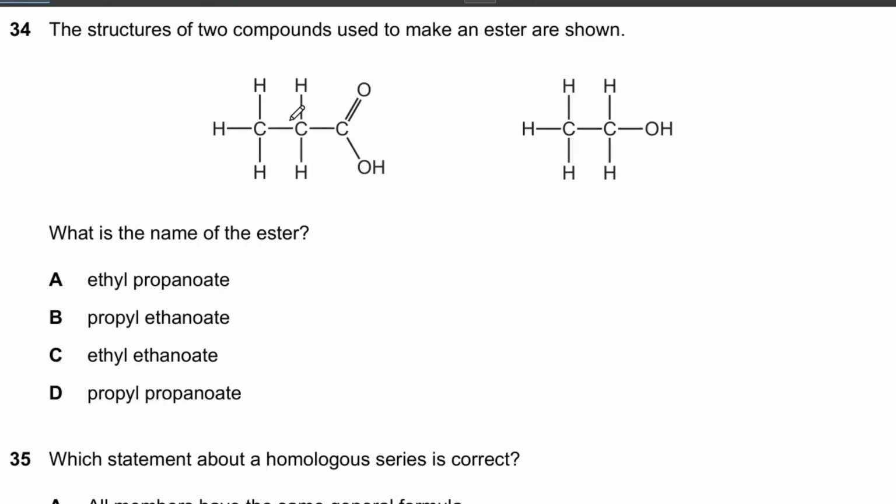Next question, question 34. The structures of two compounds used to make an ester are shown. So this is our carboxylic acid and this is the alcohol. What is the name of the ester? Now, you need to remember the naming format for esters. The alcohol part is named first and then the acid part. So this is our alcohol part and we have ethanol as the alcohol. That is what is going to be named first, but it's going to be changed to alkyl. Since this one is ethanol, it's going to change to ethyl. Okay, so that means our answer is between A and C. And then the acid part is propanoic acid, and the acid part changes to -oate. So from propanoic acid, it will change to propanoate. So therefore, the answer is A, ethyl propanoate.